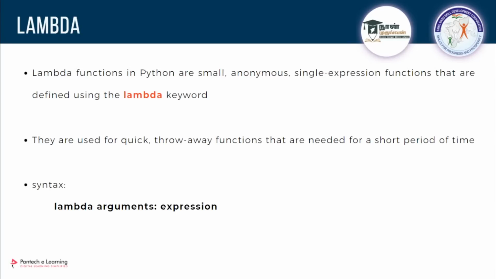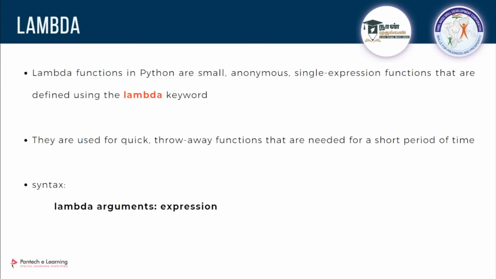So what is a Lambda function? Lambda functions in Python are small anonymous single expression functions that can be created with the help of the lambda keyword. To use this, you have to call the lambda keyword. Using def, we have created a function, right? To go with Lambda, you can use lambda.